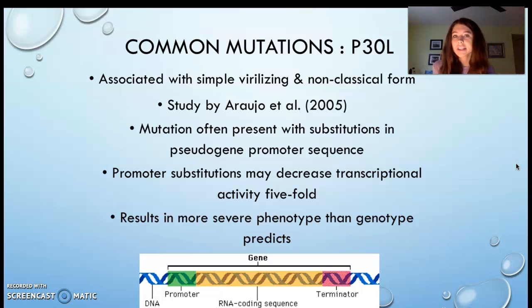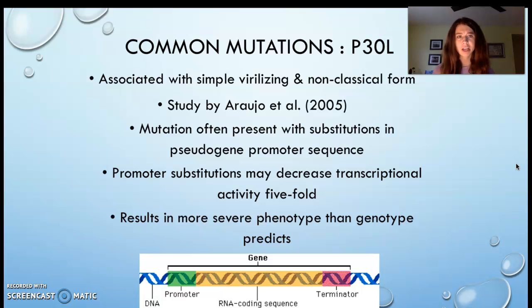So this is why. In a study done by Araujo et al., he found that this mutation was often present along with substitutions in the pseudogene promoter sequence. And he found that promoter substitutions can actually decrease transcriptional activity up to 5-fold. So that means that this mutation is normally present with promoter sequence substitutions, and this would be why the phenotype is more severe than what the genotype predicts. Because the promoter mutation in combination with the amino acid substitution would be far more compromising to enzymatic functionality. So that is why it's also associated with the simple virilizing form.